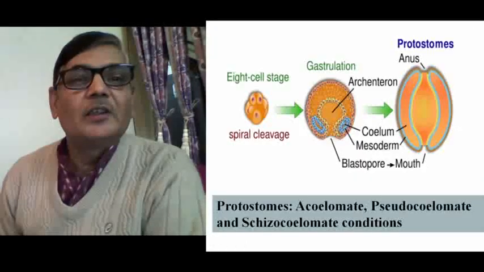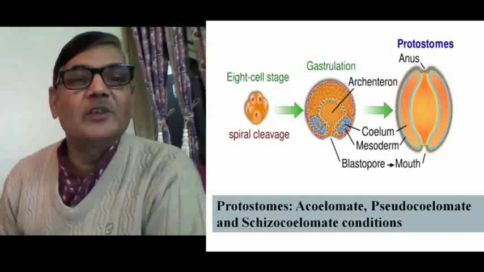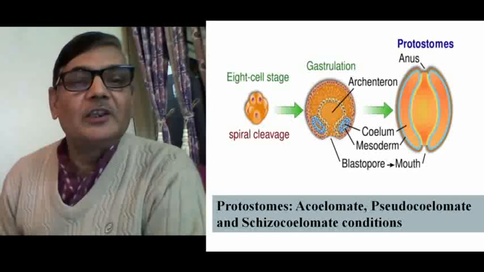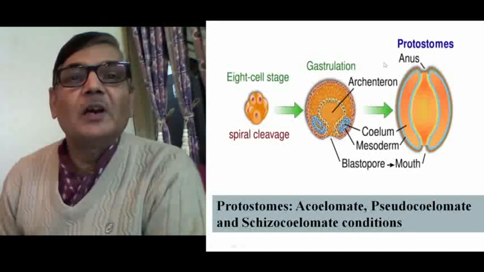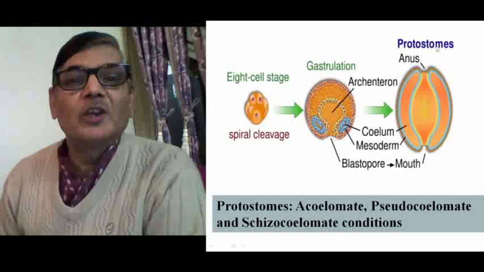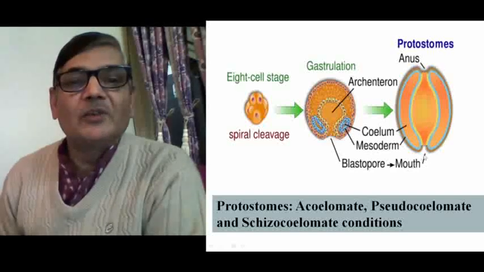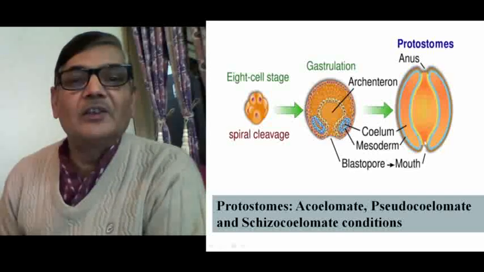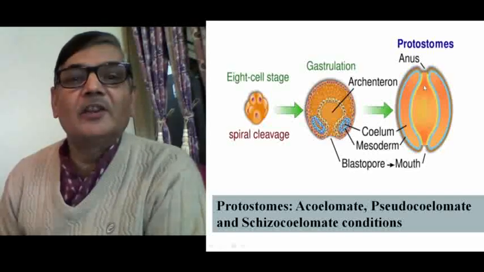See in this slide, the developmental pattern of protostome animals is shown. Actually, there are two groups of animals, protostomes and deuterostomes. The developmental pattern varies in these two groups of animals. If we observe the developmental pattern of protostomes, we find that in their case, the blastopore, which appears in the earlier stage of development, gives rise to the mouth. And this blastopore continues internally in the form of archenteron that forms the alimentary canal, and then it splits on the other side and forms the anal opening.